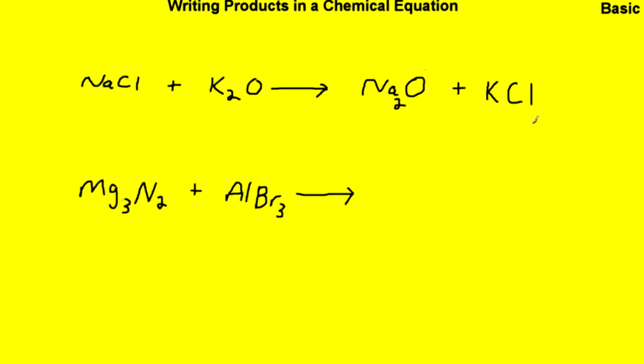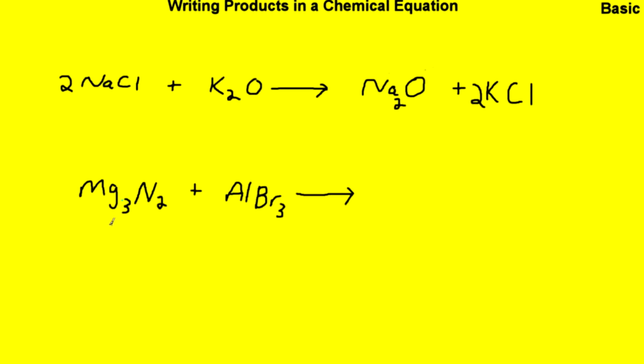But now we have to balance, as always. We have 2 sodiums, so we need a 2 over here. That gives us 2 chlorines, so we need a 2 over here. And that gives us 2 potassiums, 1 O, 1 O. There we go. There is our balanced equation, and we formed 2 products from these reactants. Remember, reactants are on the left, products are on the right.